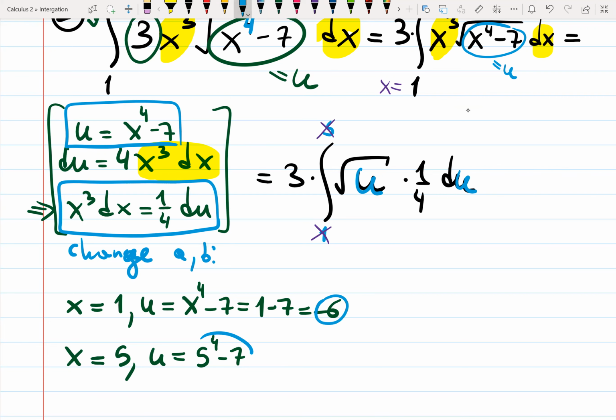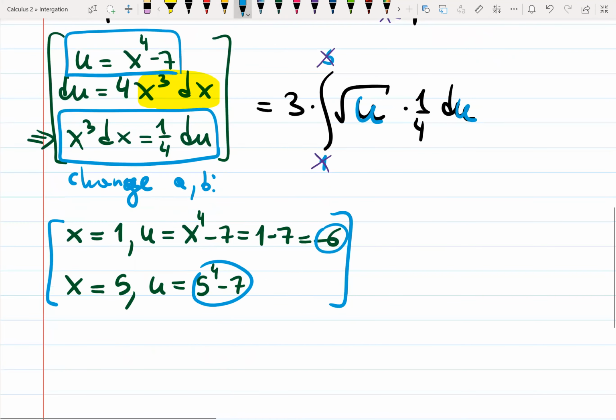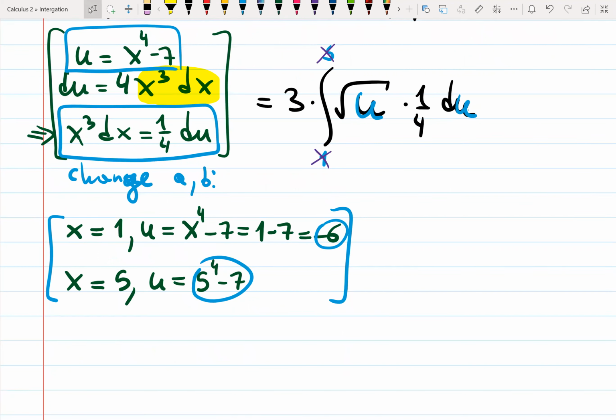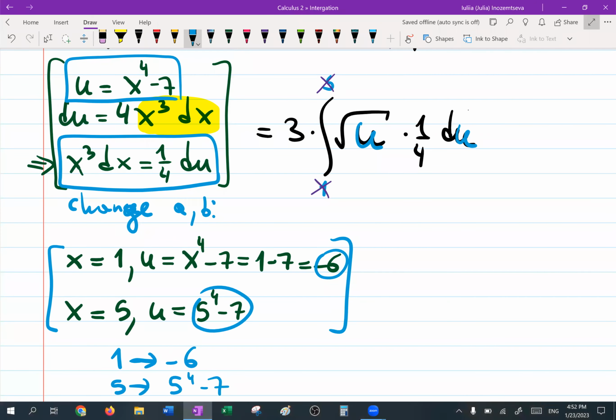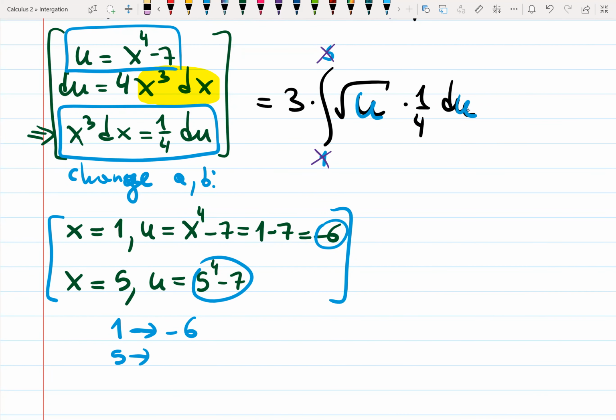Minus 6 and that. So this is the continuation of the u-substitution box. The short notation, which many people like at some point, is this one. I'll put it in blue. 1 became minus 6. 5 became 5 to the 4 minus 7. Did anyone calculate what it is? 618, thank you. That's very handy. 618, did someone calculate?